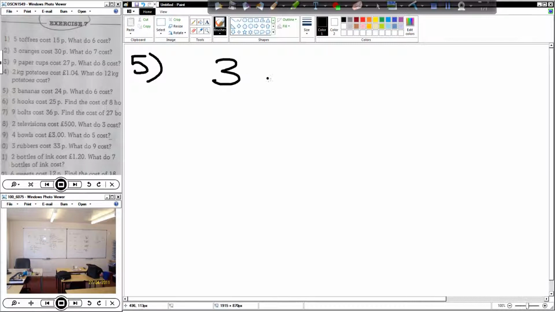So we have 3 bananas. 3 bananas. Looks like a chili. 3 bananas, that cost us 24 pence. And they want us to work out the cost of 6 bananas. That's question number 5.